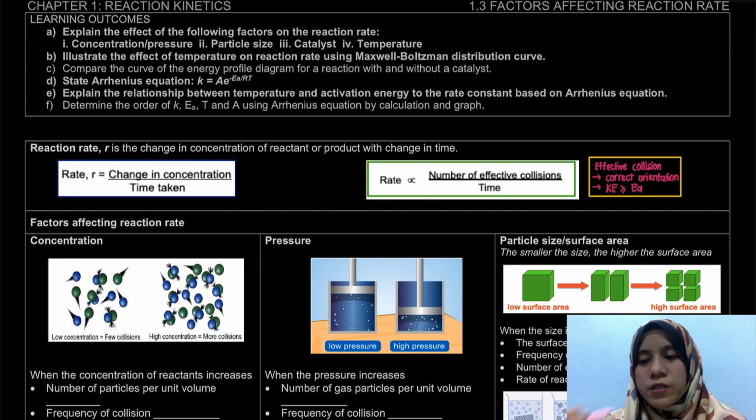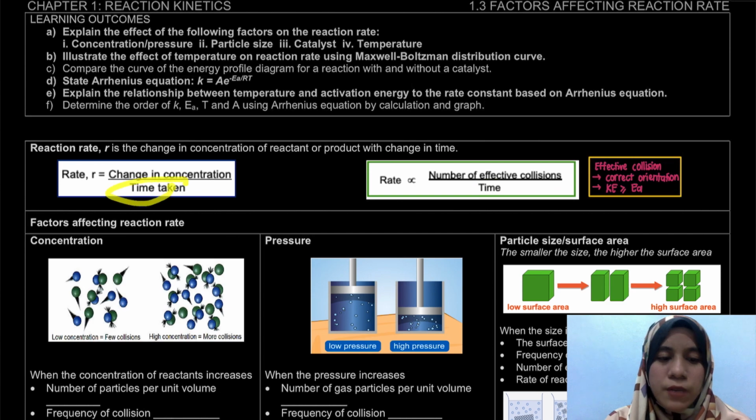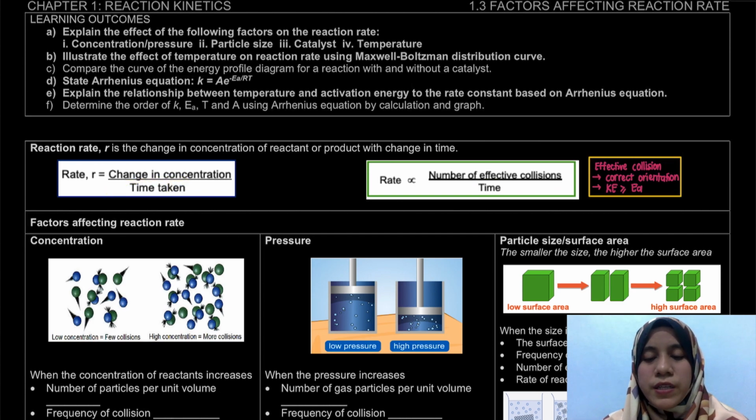The requirement for effective collision is that the molecules must collide at the correct orientation, and the kinetic energy of the molecules must be equal to or greater than the activation energy. Activation energy is the minimum energy required to initiate or start the reaction itself. Okay, and then from here we know that rate is directly proportional to effective collision but inversely proportional to time. So it is the same as our rate formula itself.